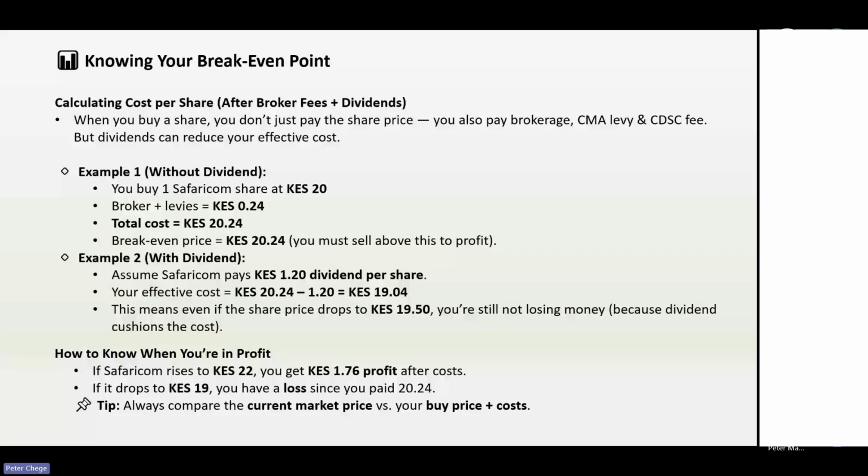Now, an example with a dividend. Assuming Safaricom pays a dividend of 1 shilling 0.2 per share, your effective cost goes down again. Remember, you paid 20.24. You need to factor in the dividend per share because dividend is money you received free. So you subtract the dividend per share, and your effective cost for that share now becomes 19.04. That is the cost you have paid, which means if you are to make money, you sell above 19.50.